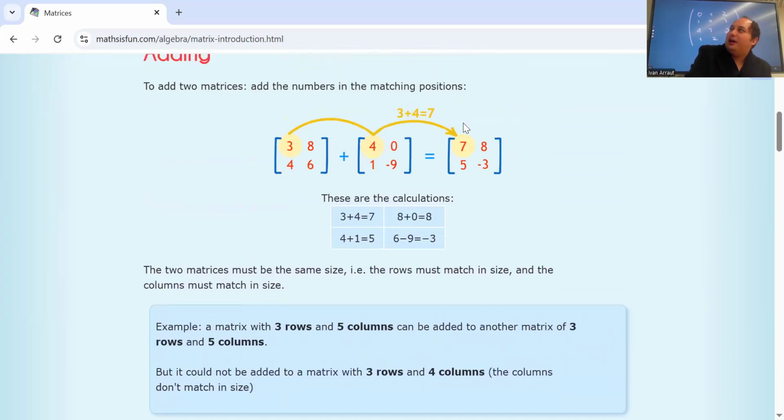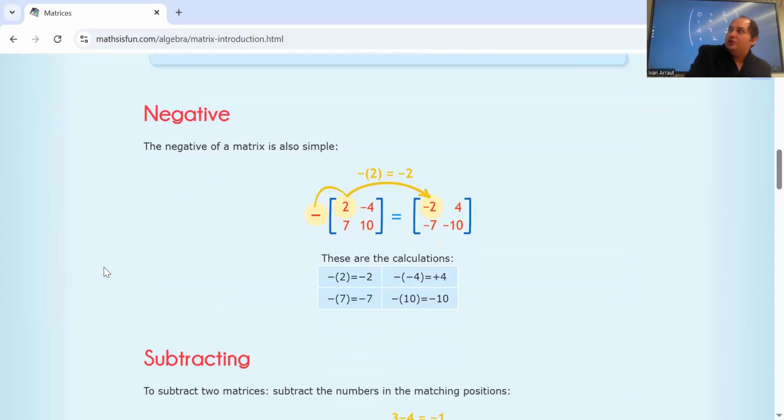Of course, at the end, the final matrix has the same dimensionality as the original. You can create the negative of a matrix. You multiply the whole matrix by minus, so you have to multiply all the elements by minus. Minus 2, plus 4, minus 7, minus 10.